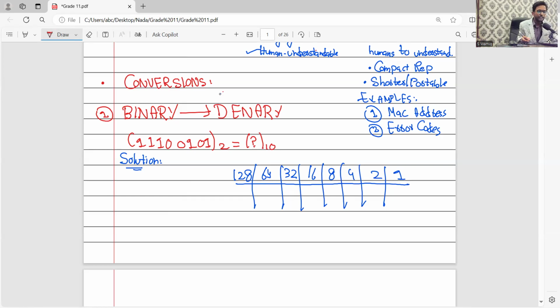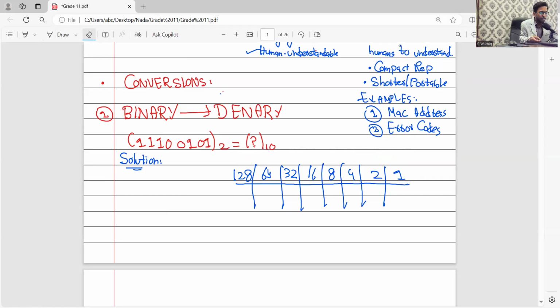So where does this series come from? This is basically 2 to the power 0, this is 2 to the power 1, this is 2 to the power 2, this is 2 to the power 3, this is 2 to the power 4, this is 2 to the power 5, this is 2 to the power 6, and this is 2 to the power 7. So these are all the values from right here, and you need to understand that I am converting from binary to denary and the base is 2. So this is why I have taken this series.